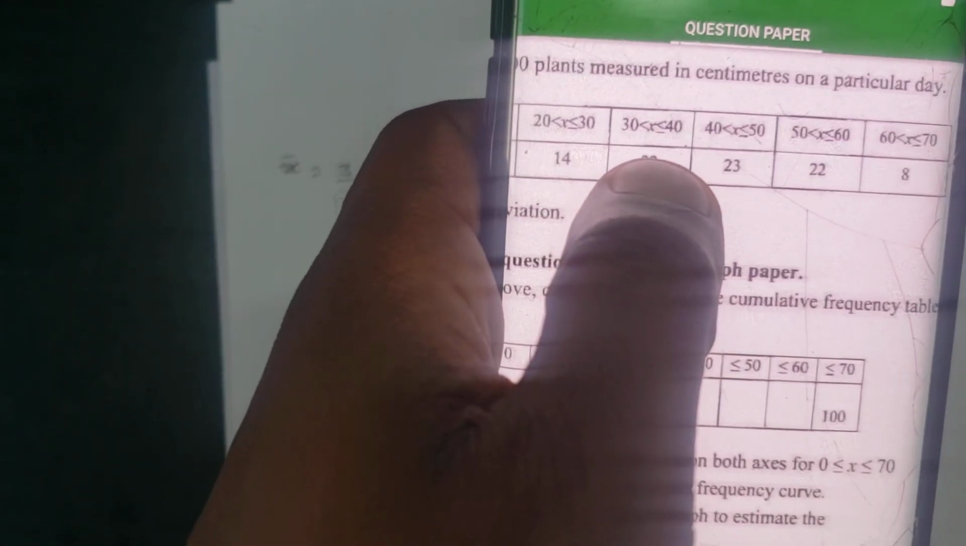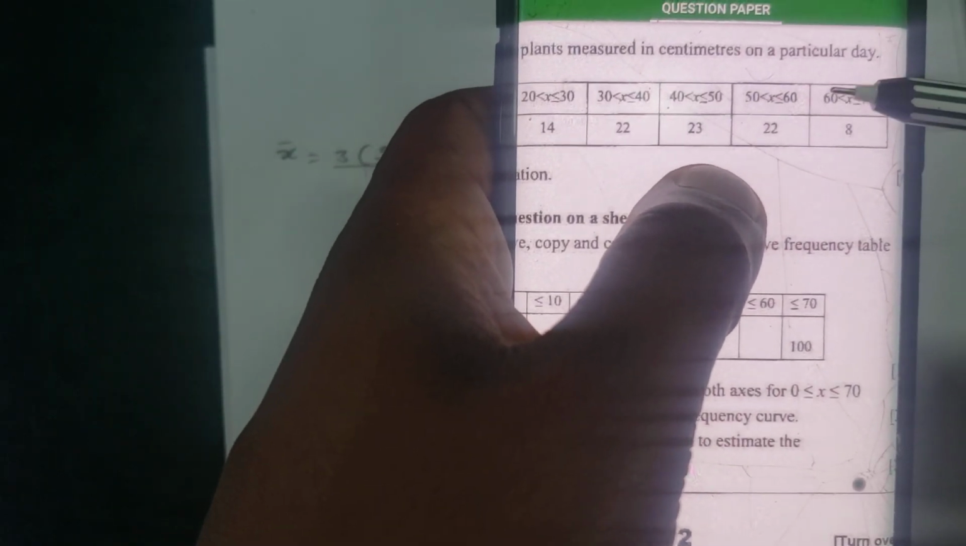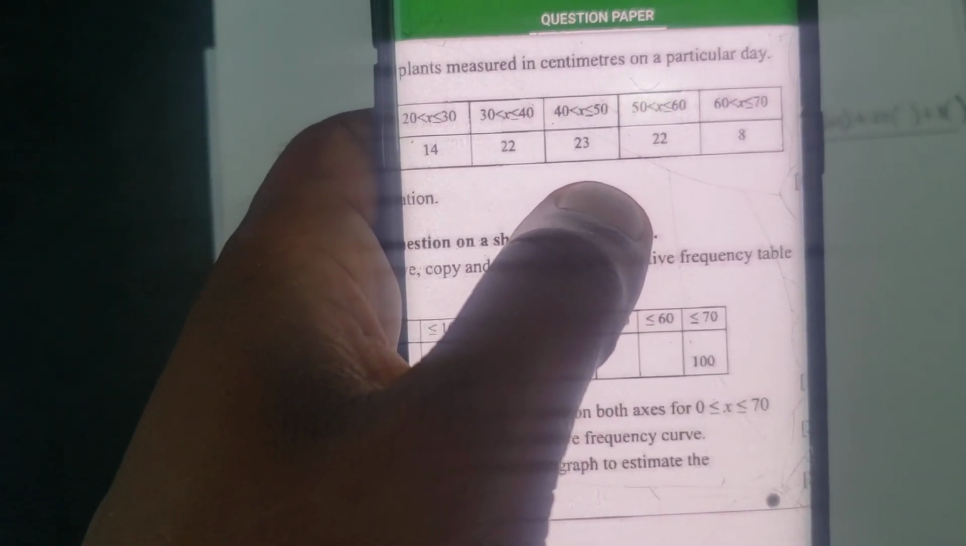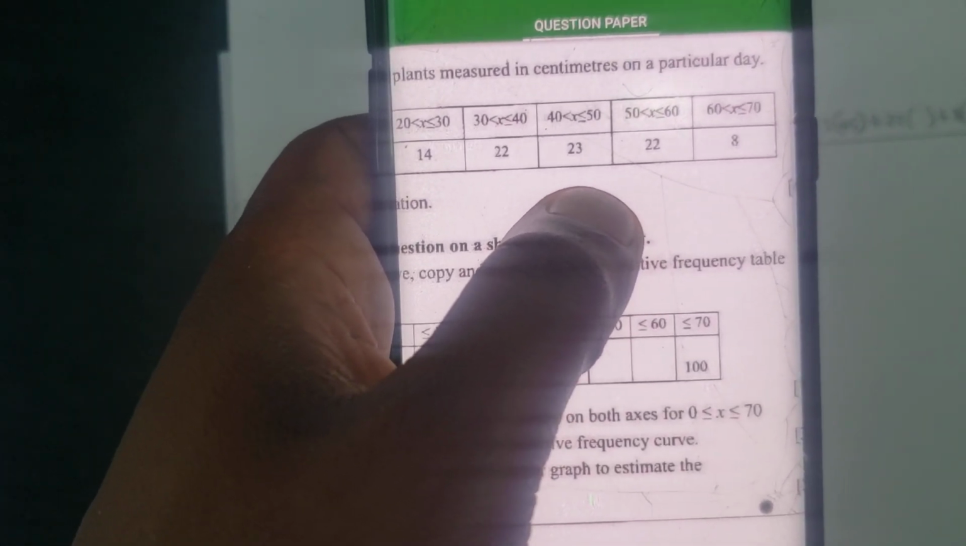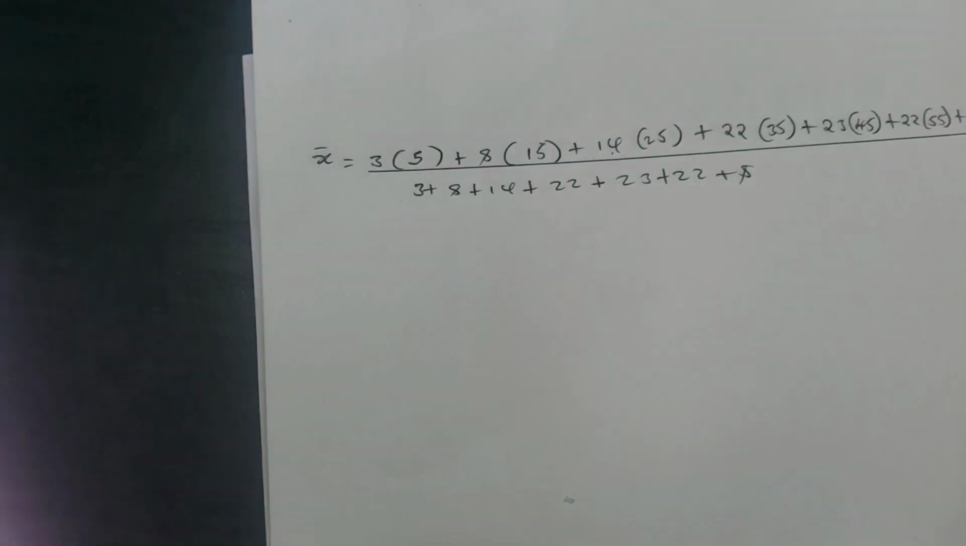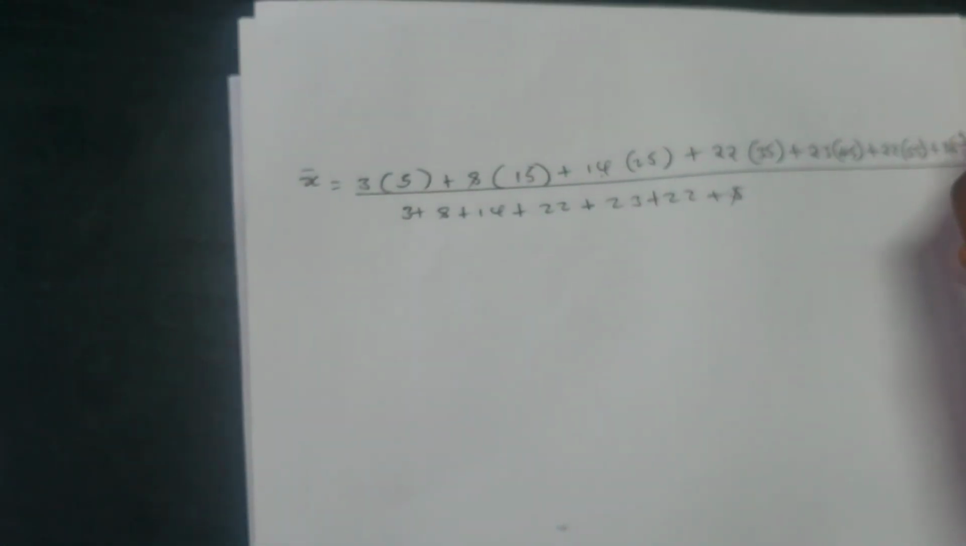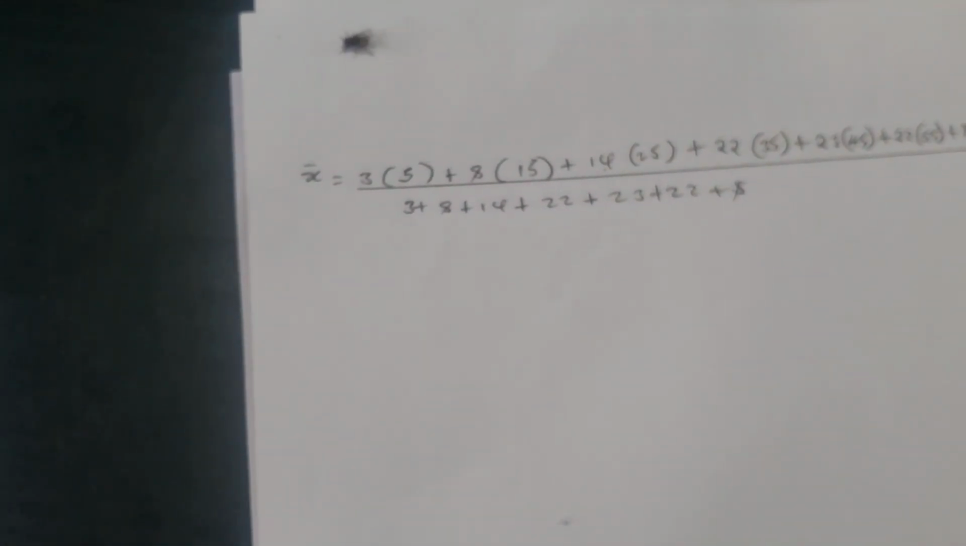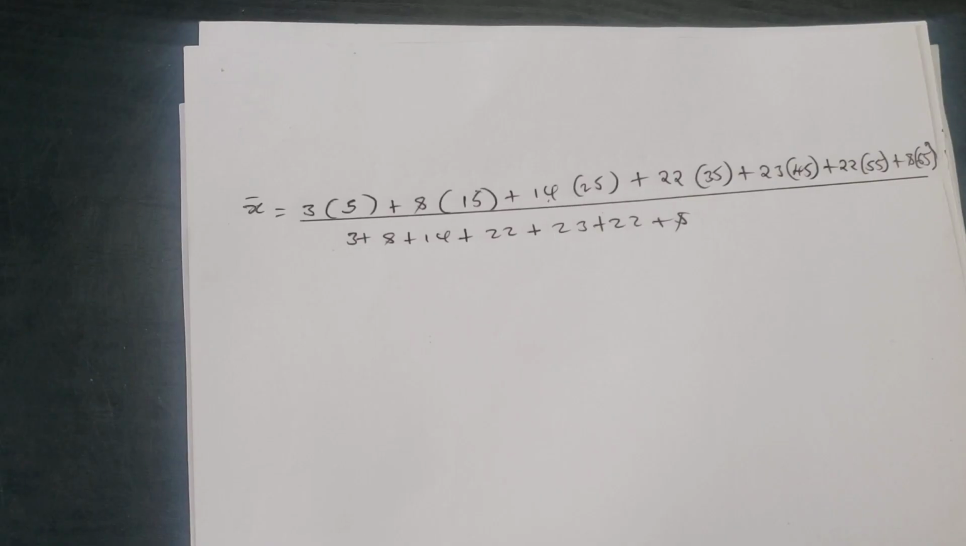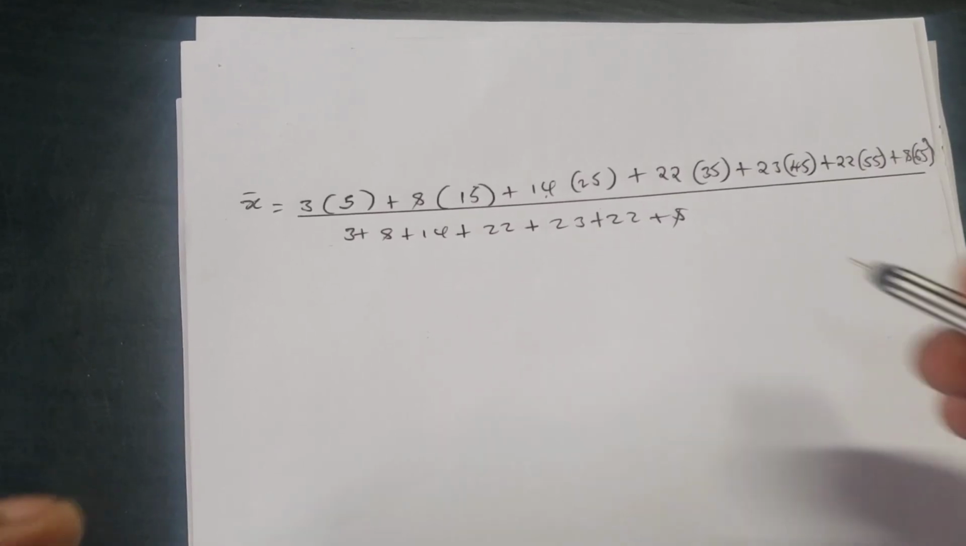Then we come here. 50 plus 60 is 110, and 110 divided by 2 is 55. Then 60 plus 70 is 130, so 130 divided by 2 is 65. Now that we have found the midpoints, we are going to multiply and calculate all that.